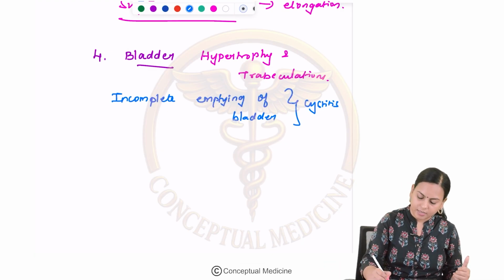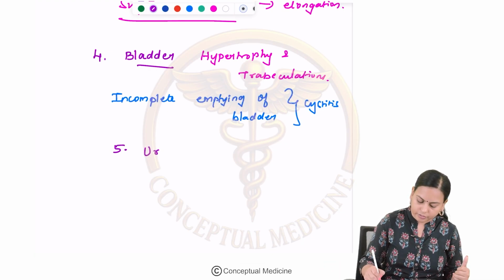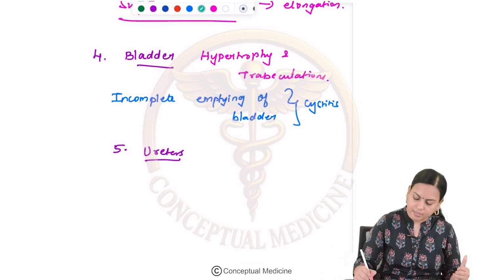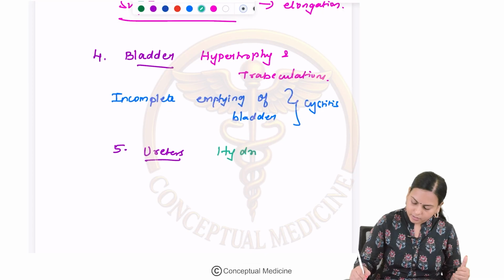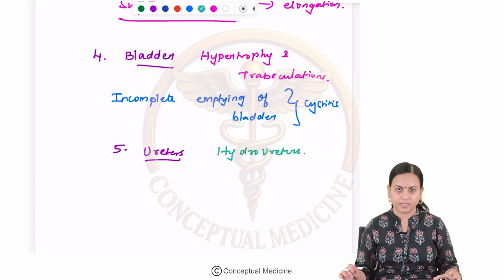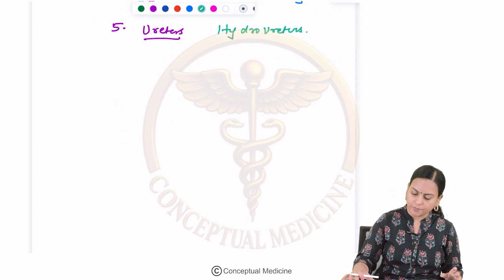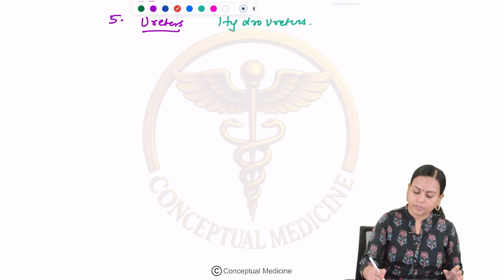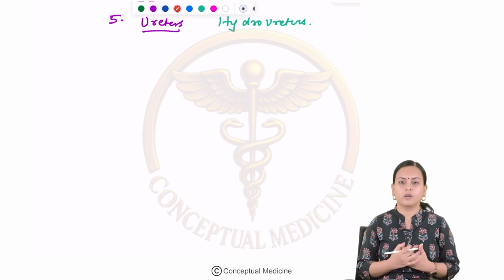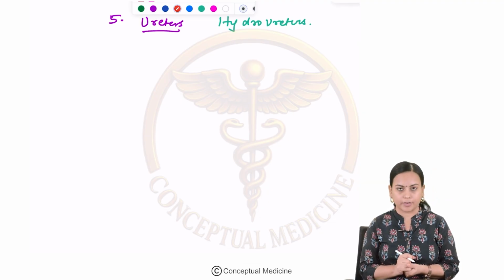Right. Next one is about the ureters. In some cases, we will also see changes in the ureters where hydroureters will be seen. Clear? Right. Now, let's see what are the complications if a woman presents with pelvic organ prolapse.